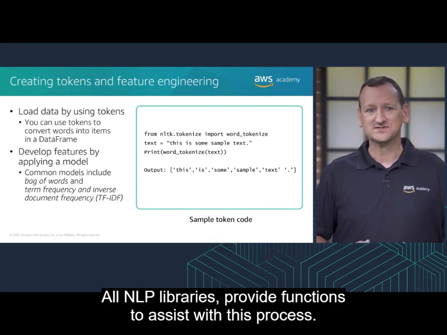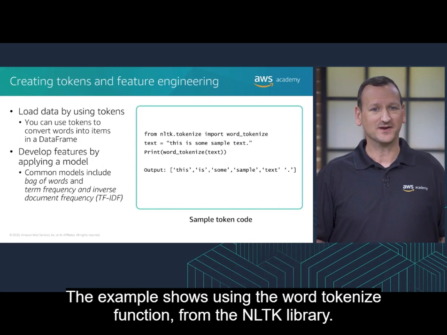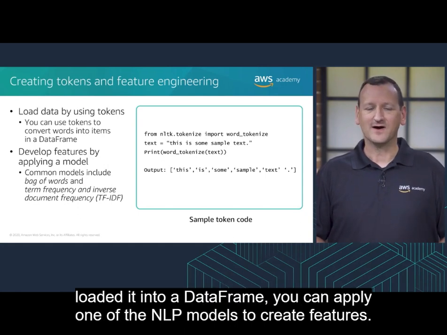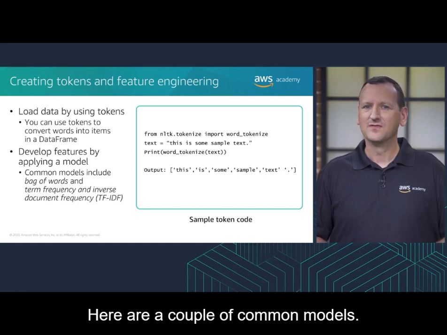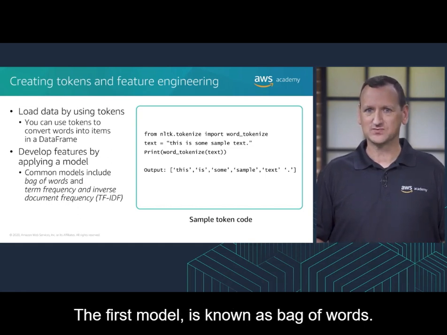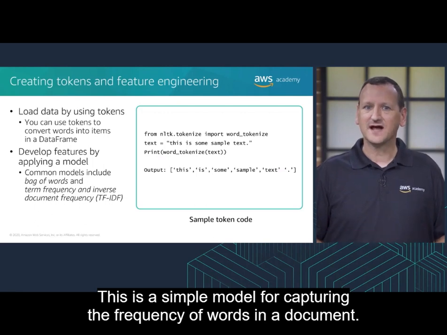After you've cleaned up your text and loaded it into a data frame, you can apply one of the NLP models to create features. Here are a couple of common models. The first model is known as bag of words. This is a simple model for capturing the frequency of words in a document. The model creates a key for each word. The value of the key is the number of times that word occurs in the document.